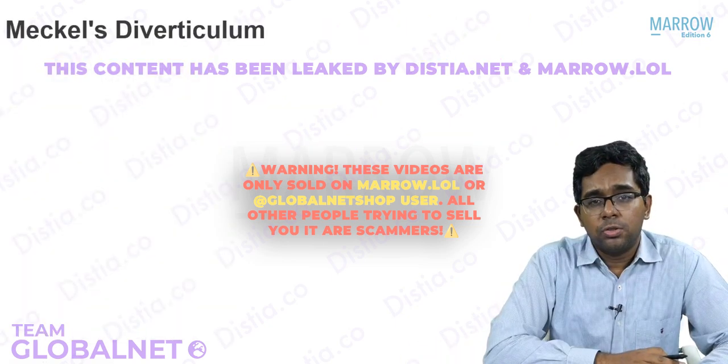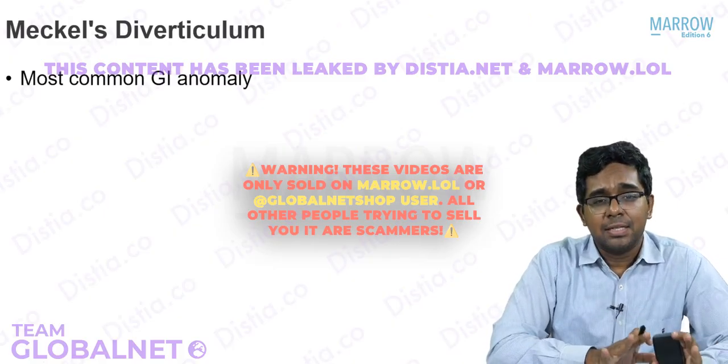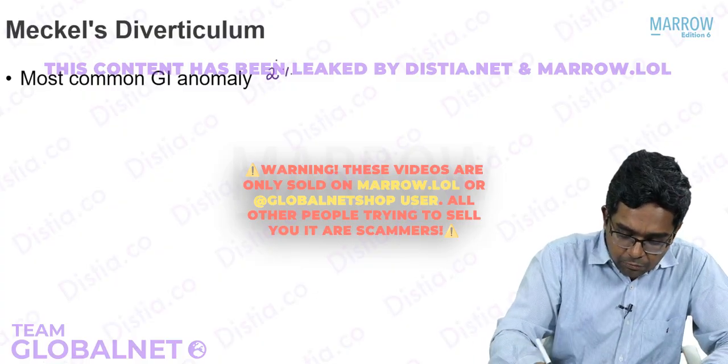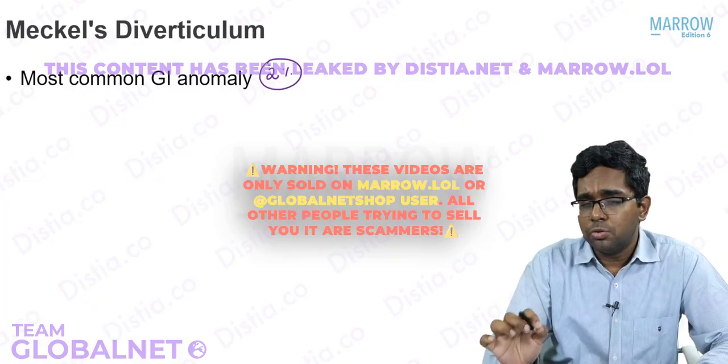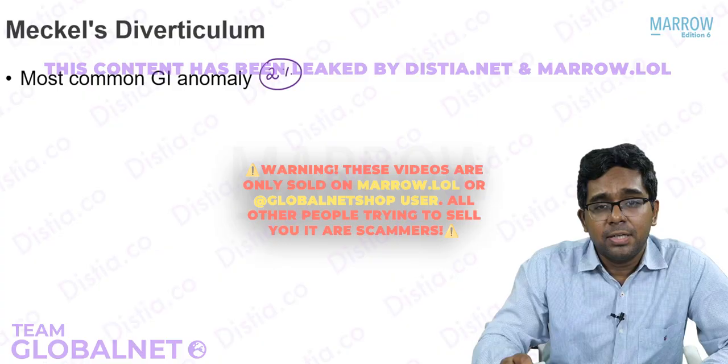Next, moving on to the most common anomaly of the GIT, and that is Meckel's diverticulum. It is seen in 2% of the world's population, making it the most common GI anomaly. Okay, what is the basic pathology in Meckel's diverticulum?